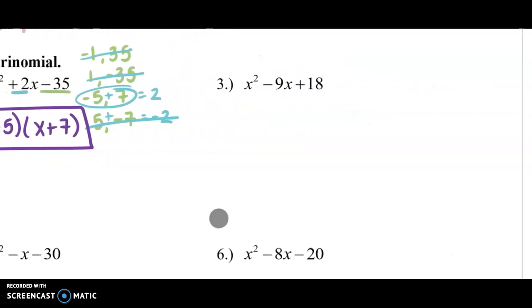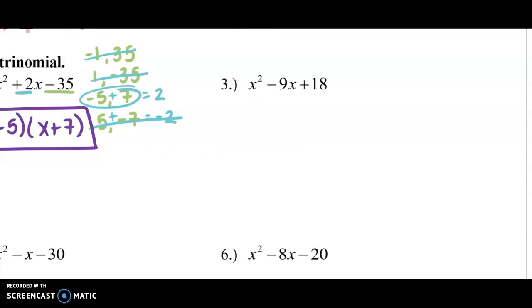So let's look over here at number 3. Now what's a little different with number 3 is my c is positive. So either my factors are both going to be positive or they're both going to be negative. So let's go through and start looking at them. I have 1 and 18. I have 2 and 9. I have 3 and 6. I have negative 1 and negative 18, negative 2 and negative 9, negative 3 and negative 6.